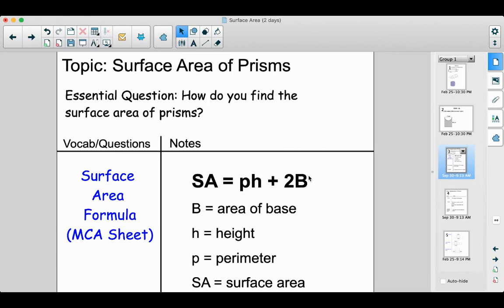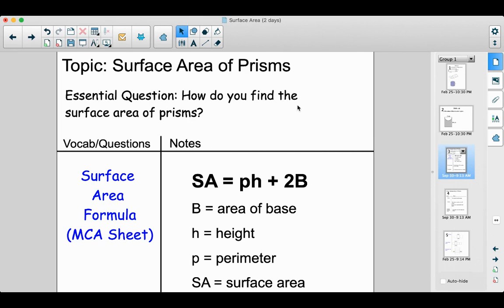Good morning, everybody. We are going to move on from area to surface area today. Related idea, but we're getting into three-dimensional shapes instead of two-dimensional shapes. So instead of talking about circles or squares or rectangles, triangles, trapezoids, we're going to talk about prisms.